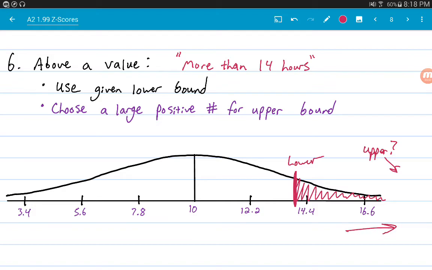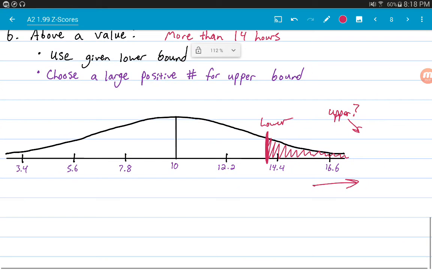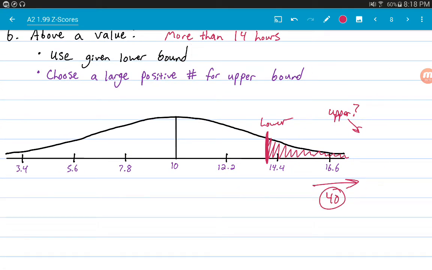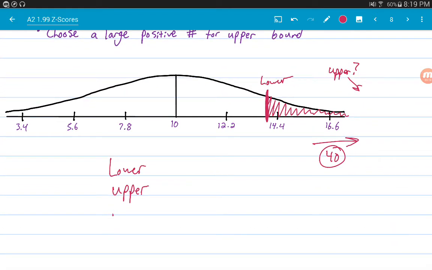So what's a number that would be off in this direction? 14.4, 16.6, 30, 40, anything that's off in that direction. So let's say 40. That's big enough. So I go to my calculator. I've got my lower, my upper, my mean, and my standard deviation. So my lower is going to be 14. My upper is going to be 40 or 400. It doesn't matter. 4,000 could be any of them, as long as it's bigger than the numbers on here. Mu is still 10, and sigma is 2.2.